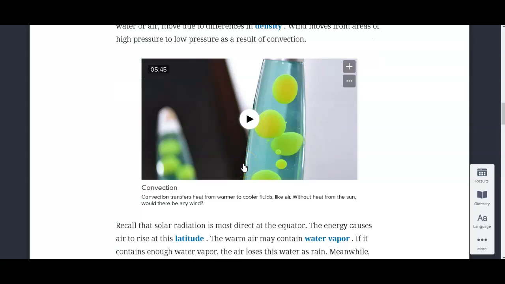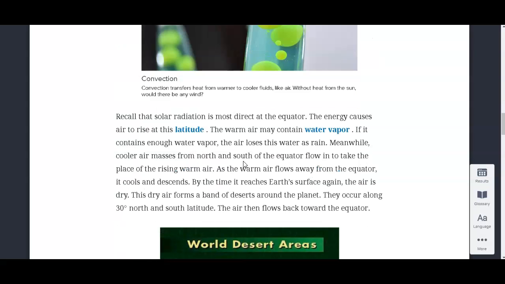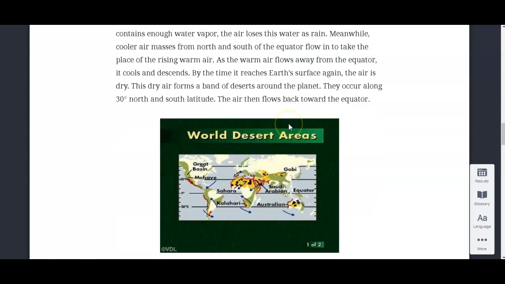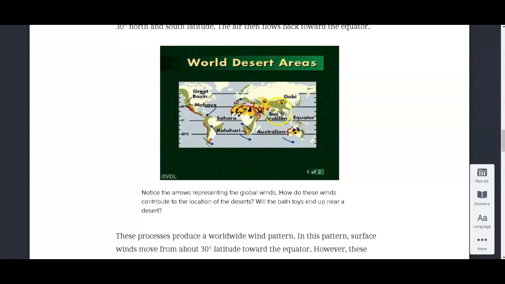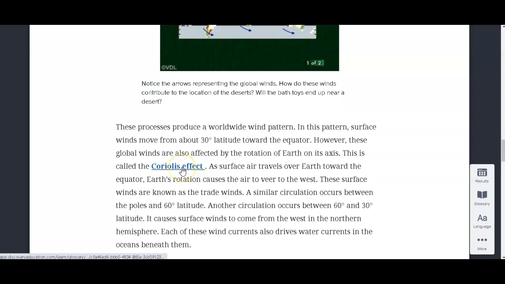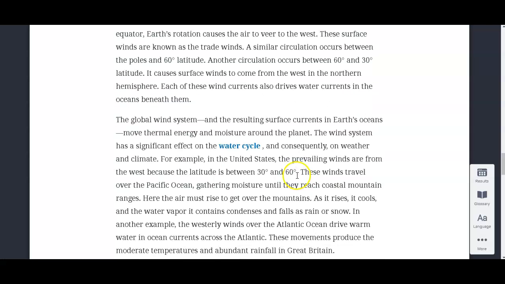You can watch this video about convection. That's one way heat is transferred. Oh look, latitude, you guys know what that is. And water vapor, you know that. Kind of notice the direction the winds are traveling in this picture of the world desert area, and that's going to help explain why some deserts are formed. You can read a little bit about the Coriolis effect. Oh, back to the water cycle. Ooh, we're connecting some pre-existing learning that you did here.